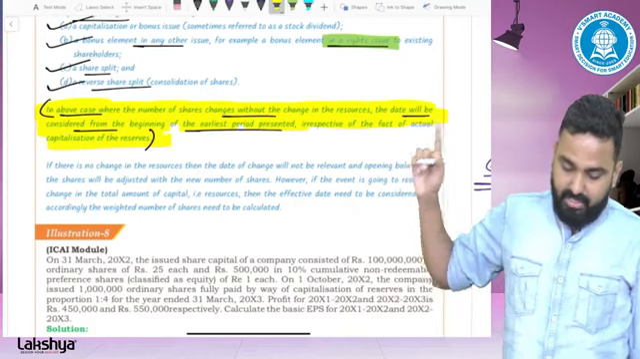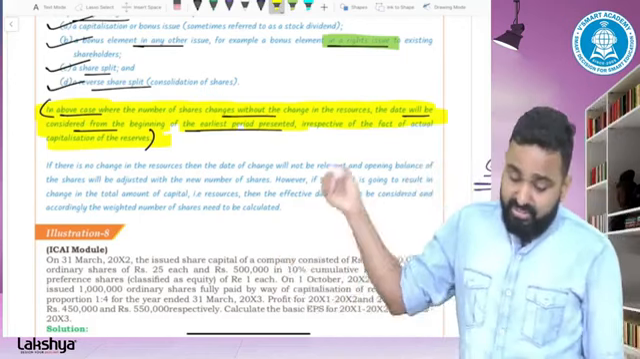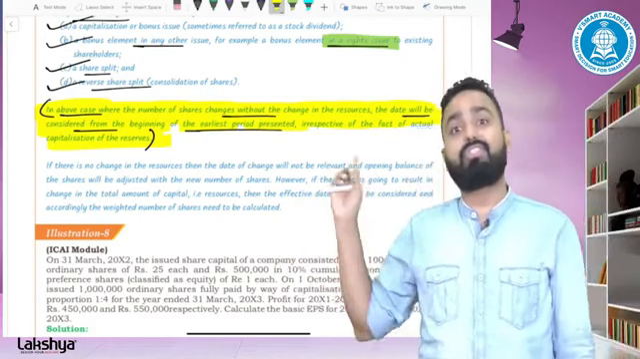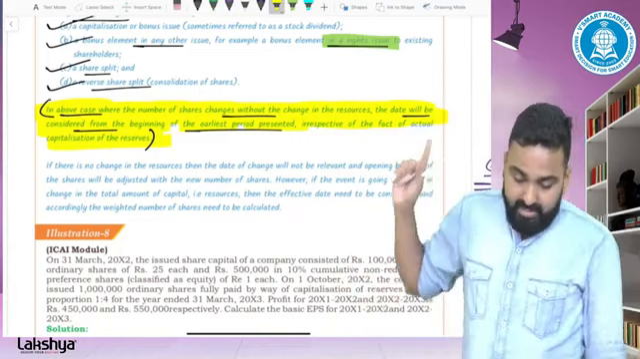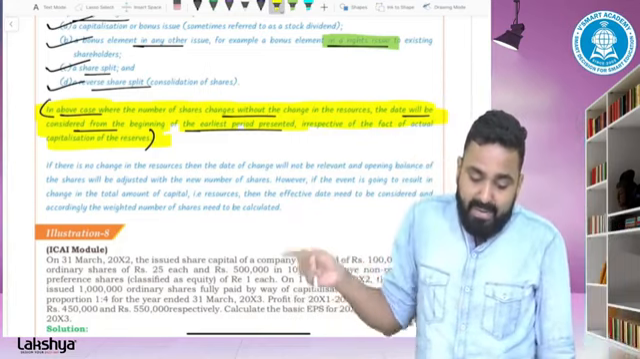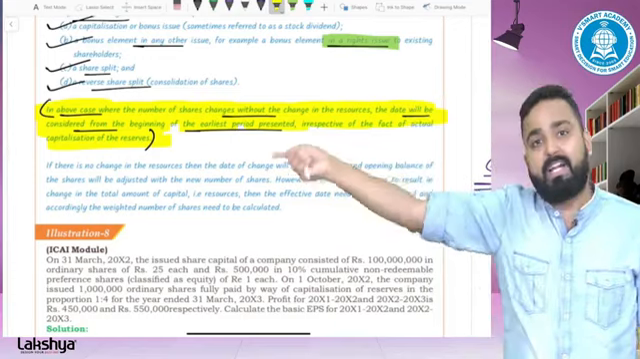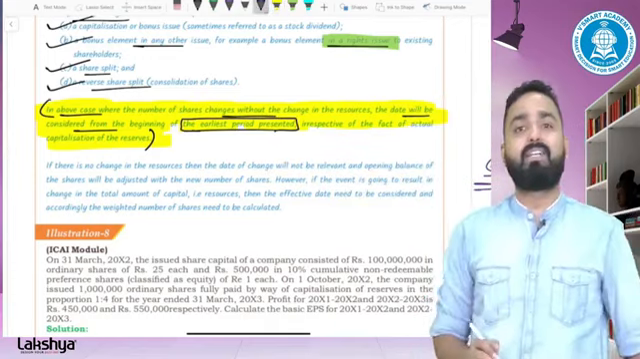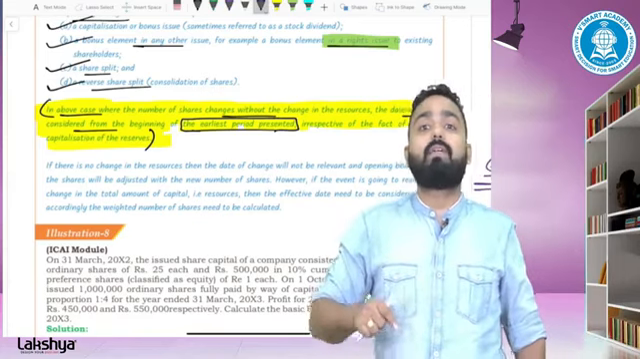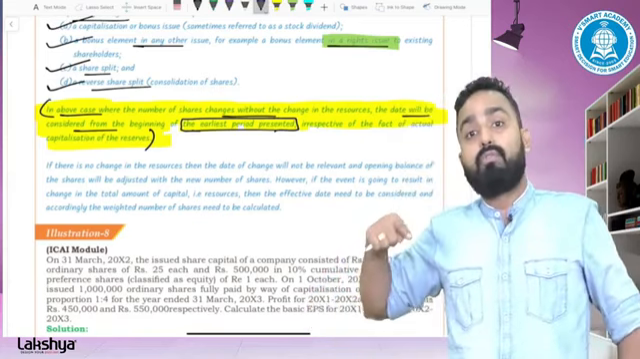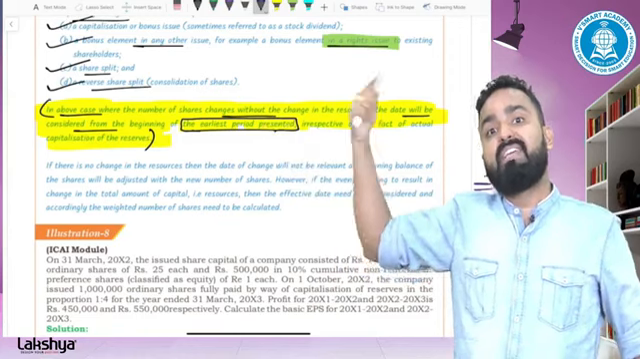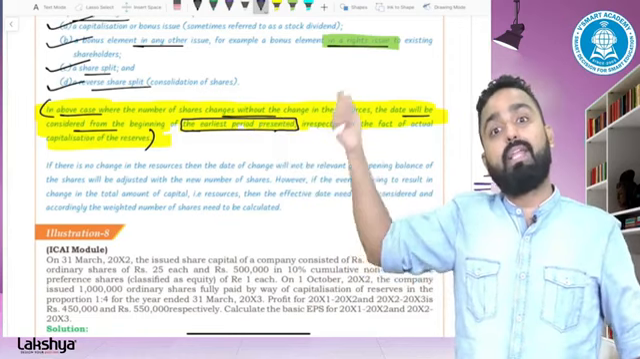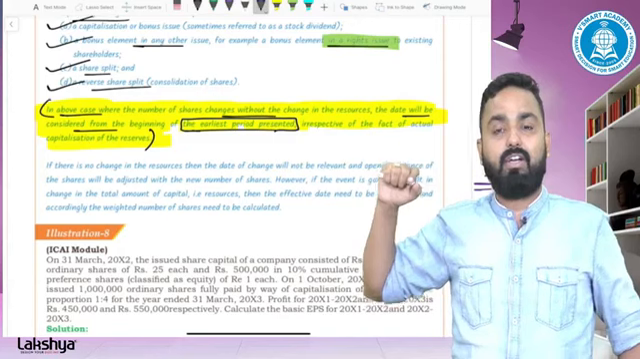In the above cases, where the number of shares changes without a change in resources, without a change in ultimate capital, the date will be considered from the beginning of the earliest period presented. Now, what do you mean by earliest period presented? Earliest period presented means from the beginning of the previous year, from the beginning of the corresponding previous year.